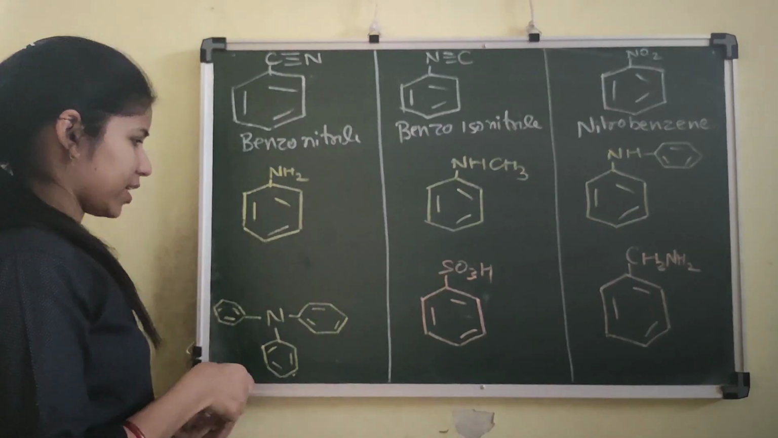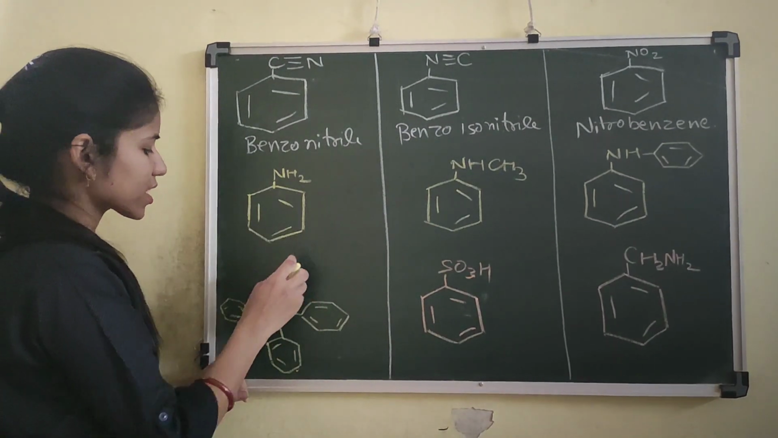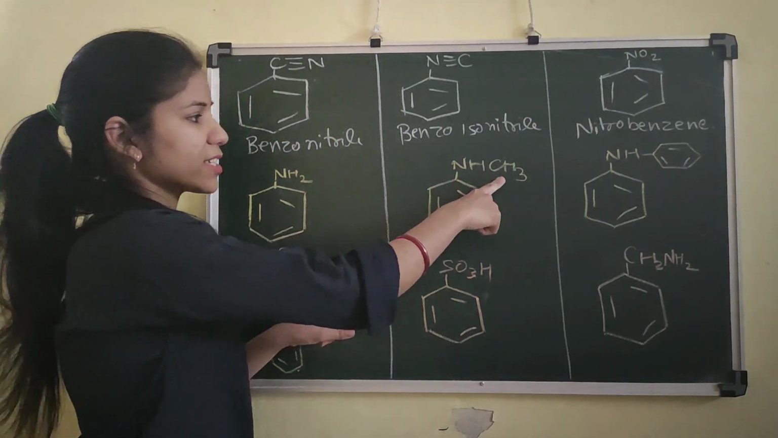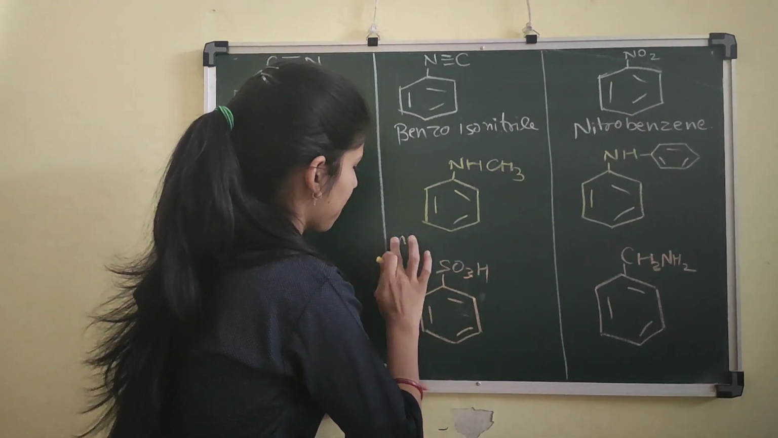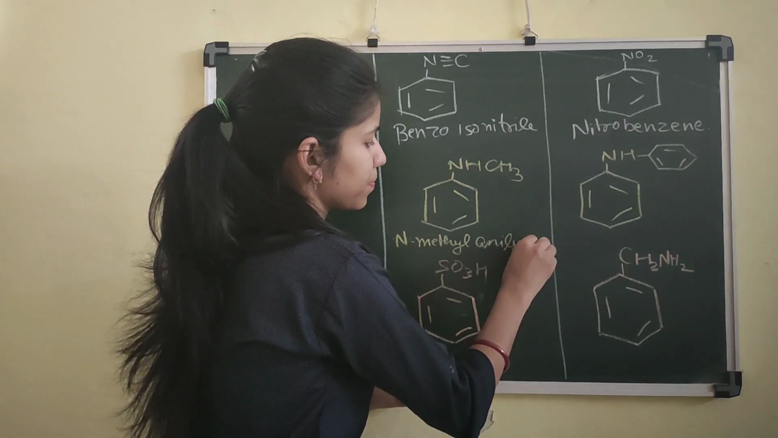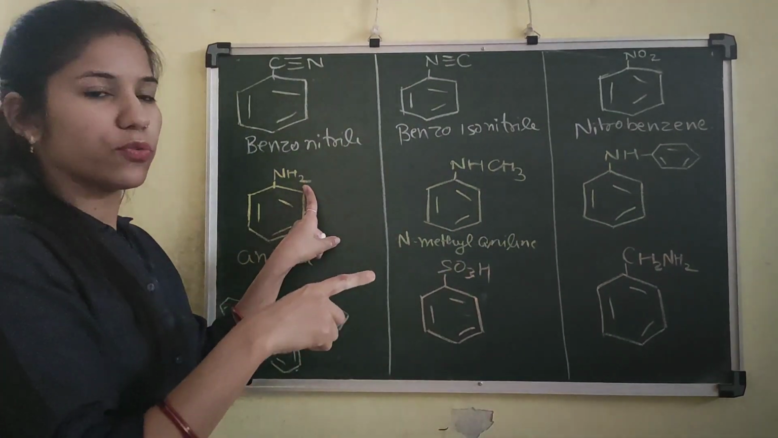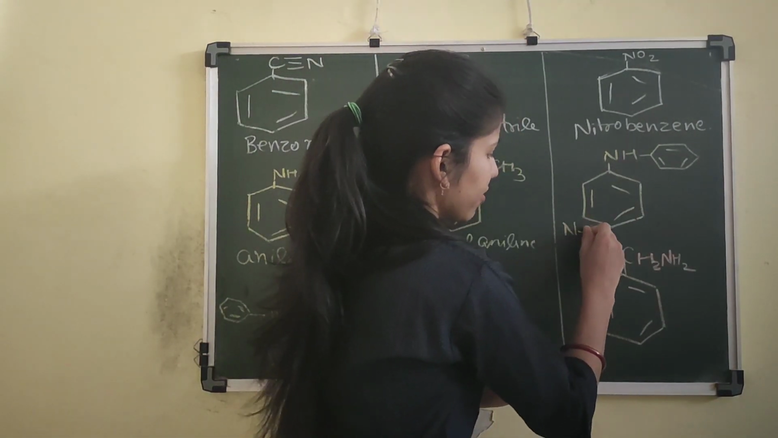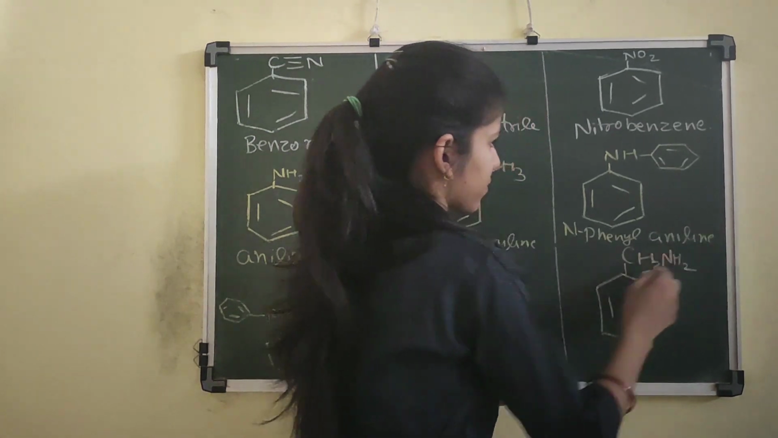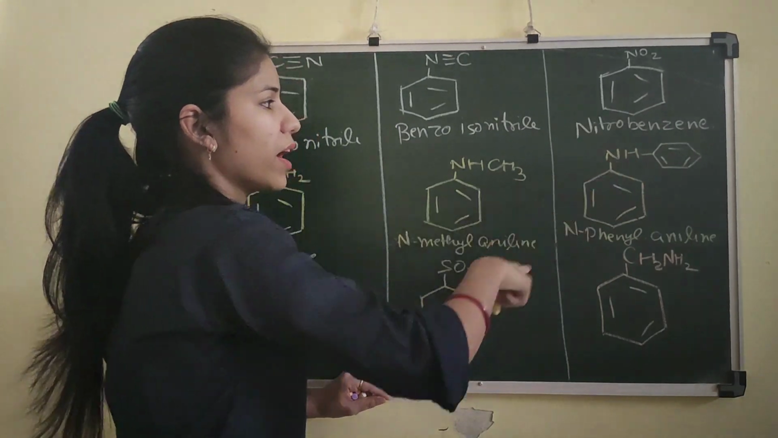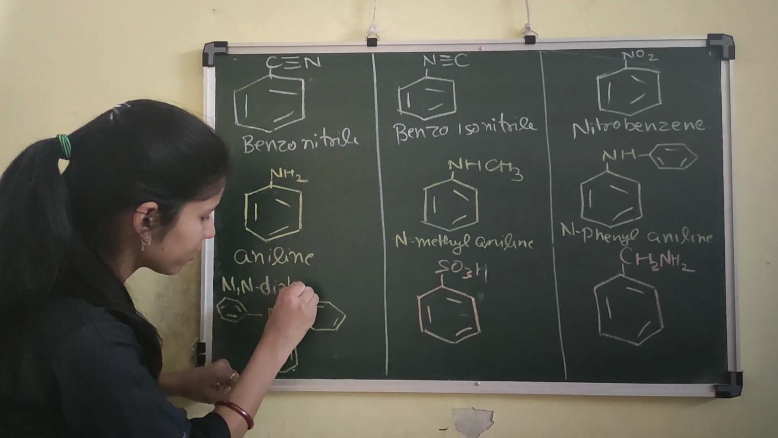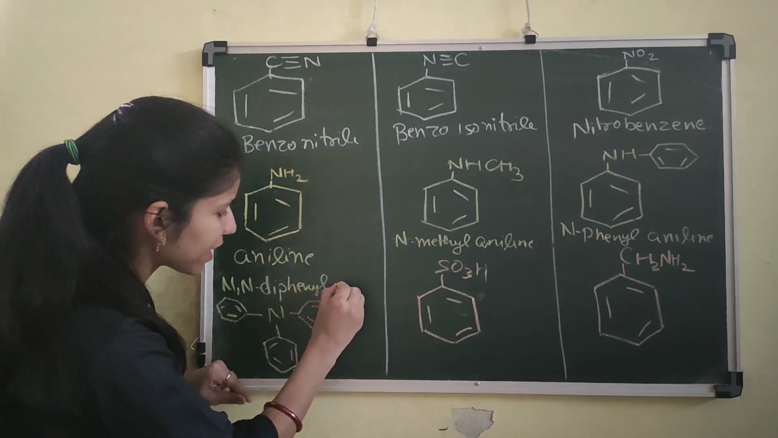And the next example: if the benzene ring is attached with NH2, this is called aniline. Now, if one H is removed and CH3 is present, this is called N-methylaniline. And if one H is replaced with a phenyl ring, this is called N-phenylaniline. If the other hydrogen atom is also replaced with a phenyl ring, this is called N,N-diphenylaniline, because two phenyl rings are present.